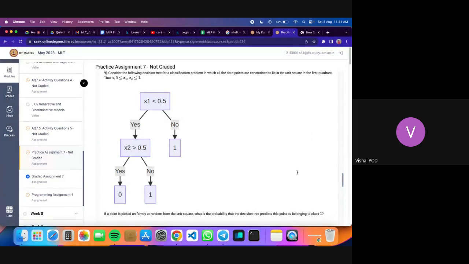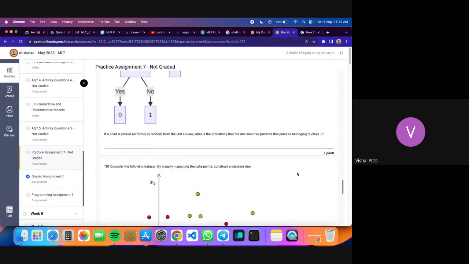Consider the following decision tree for a classification problem in which all the data points are constrained to lie in the unit square in the first quadrant. The first question is, if x1 is less than 0.5, yes and no, then if this is no, you are getting the classification as 1, and then the next two. Let's build the decision boundary. Let's go down. What has been asked? If a point is picked at random from the unit square, what is the probability that the decision tree predicts this? You just have to calculate the area of class 1 upon the total area, right?